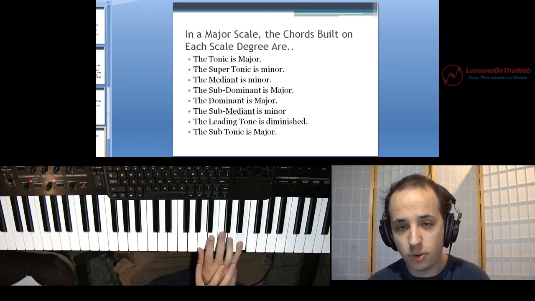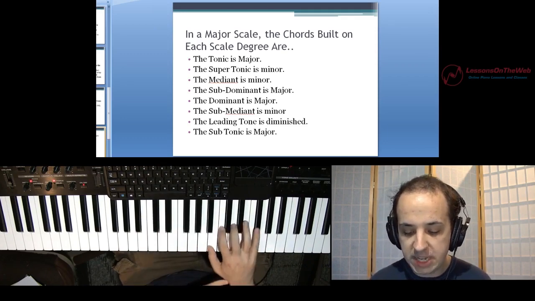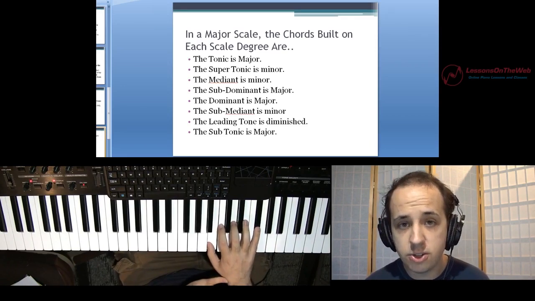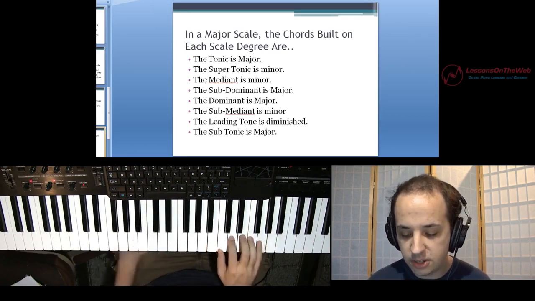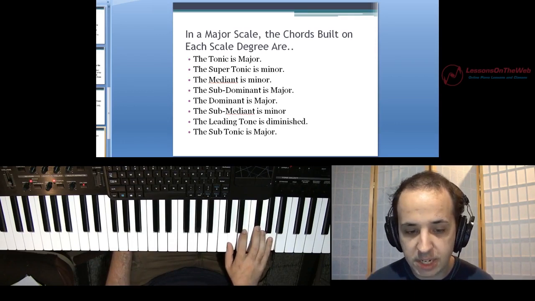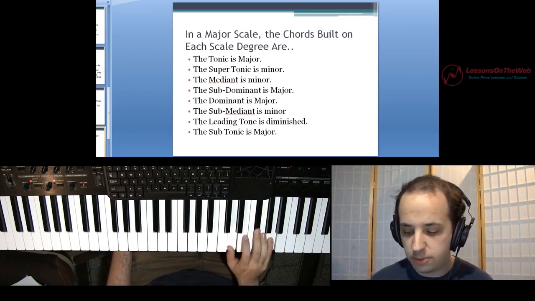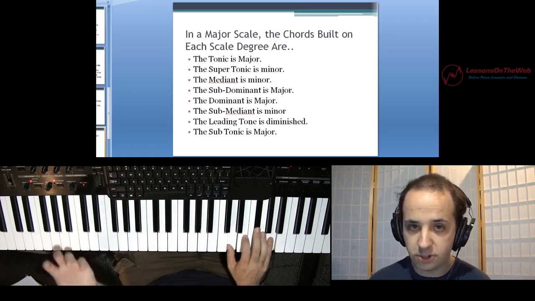You have a minor chord just because of how the spacing is between the notes. And the mediant is also minor in a major scale. And then you have the subdominant. Dominant is always major in a major scale. Dominant is major as well. Remember, it's dominant. We have an F sharp here. D, F sharp, A is a major chord.